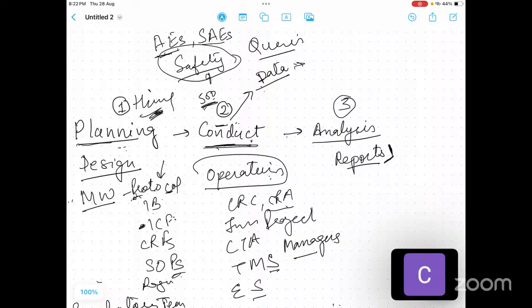And in olden days, the job roles were limited to CRC, CRA, project manager. No more, no more those boundaries. So go and search for these roles. There are plenty of roles.